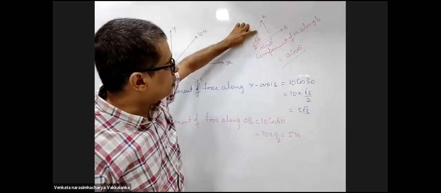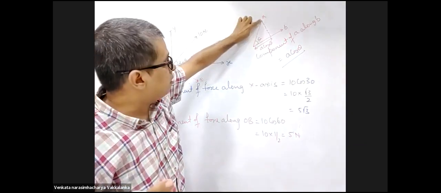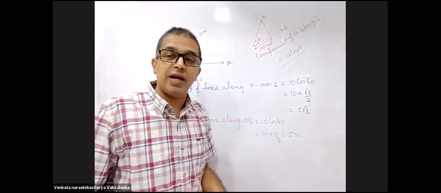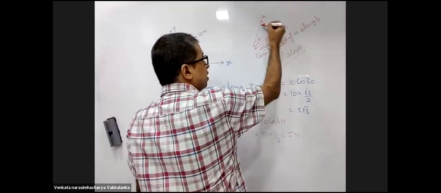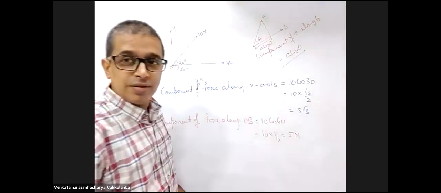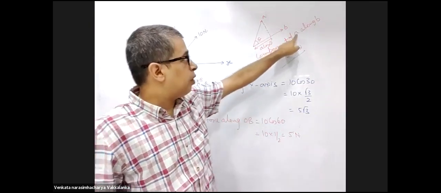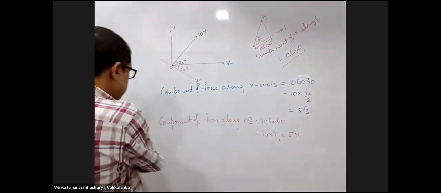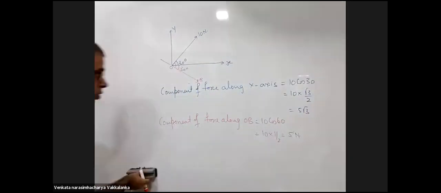Whichever vector you are resolving, that should be the hypotenuse of the right angle triangle. You can draw right angle triangles in so many ways. You can drop a perpendicular from B on this, right? That will be wrong. Component of A along B is A cos theta, or I will write that in detail separately on the board. Keep it down, please. I'll write the number.